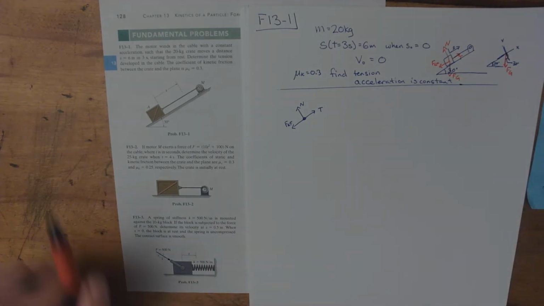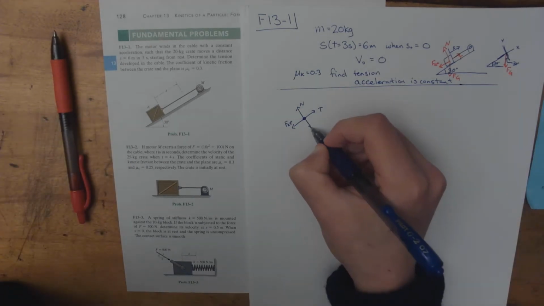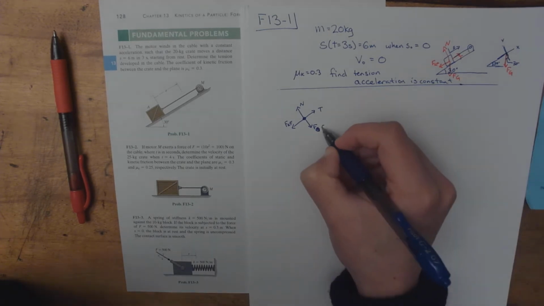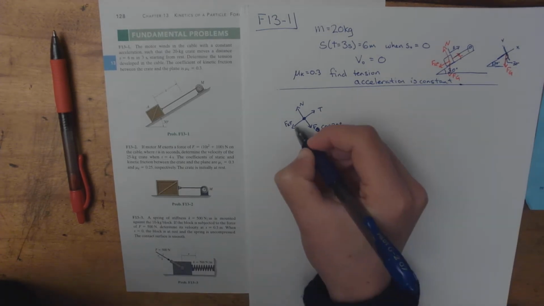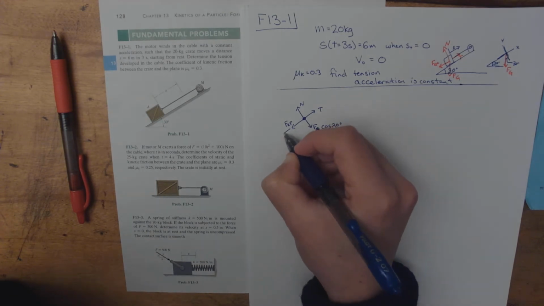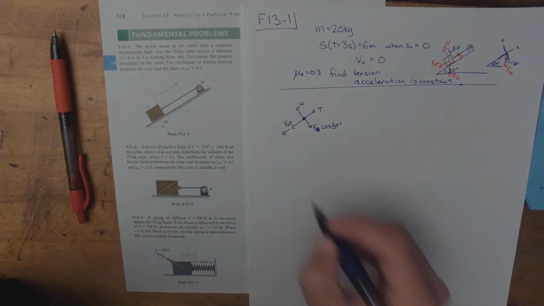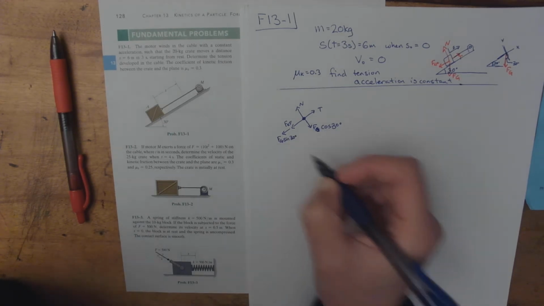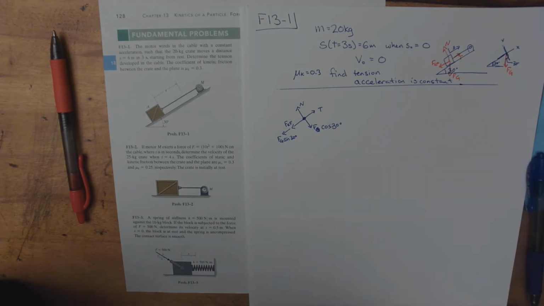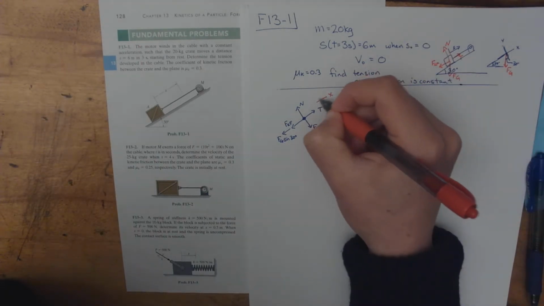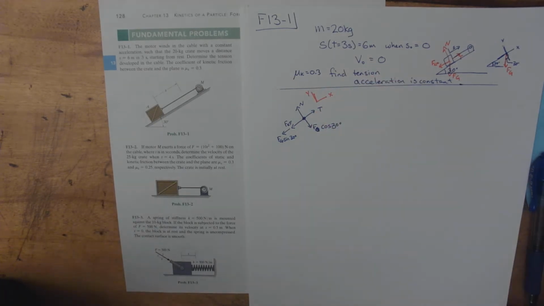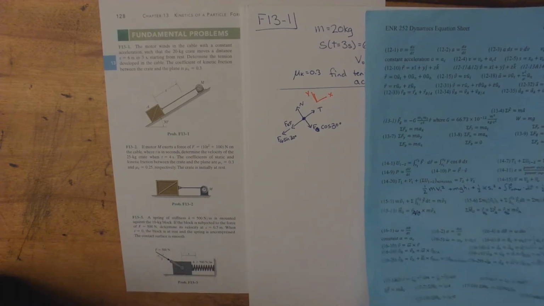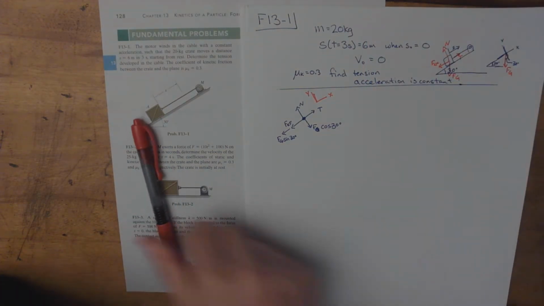So when I break this up into components, this component is the cosine component. And then I have another component pointed down the incline in the negative x direction, and that is the sine component. Okay, so if this is the x direction and this is the y direction, now I can take Newton's second law for x and y components and go from there.